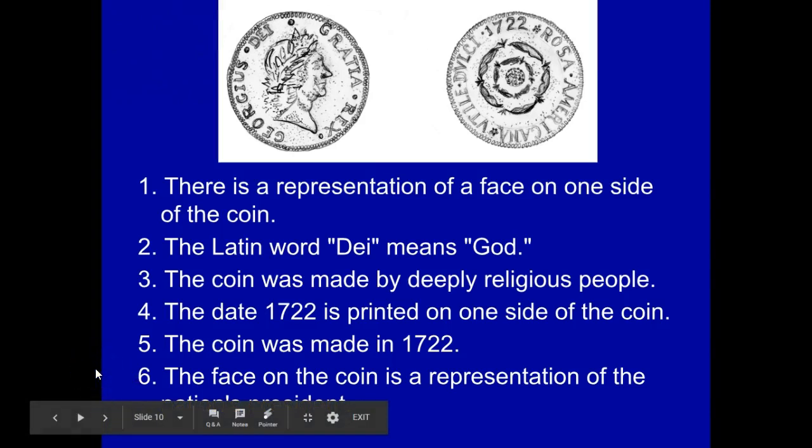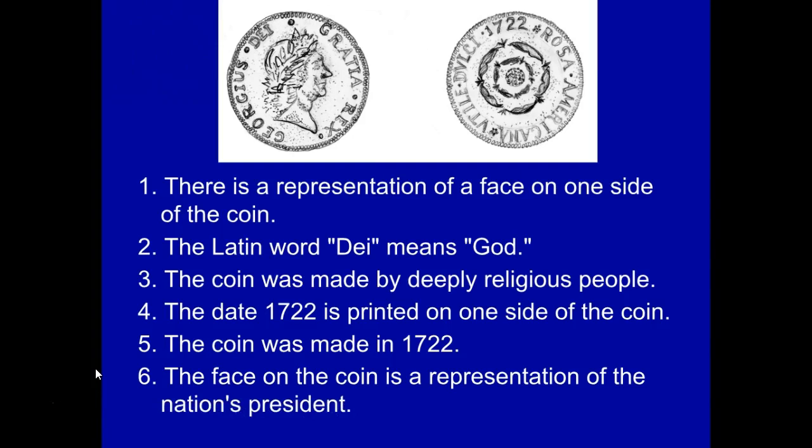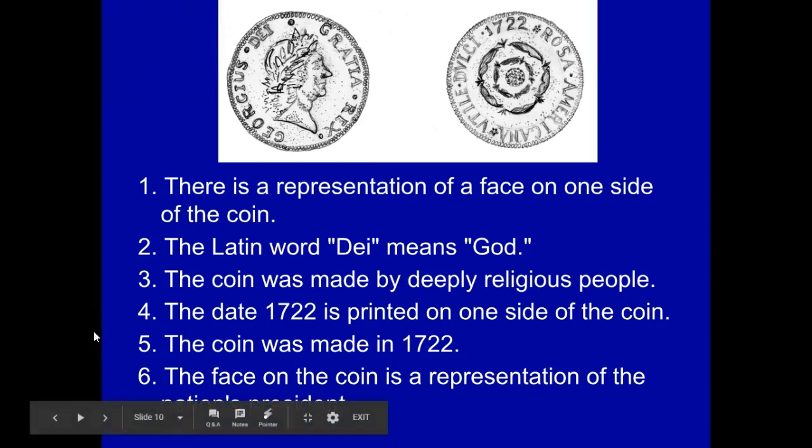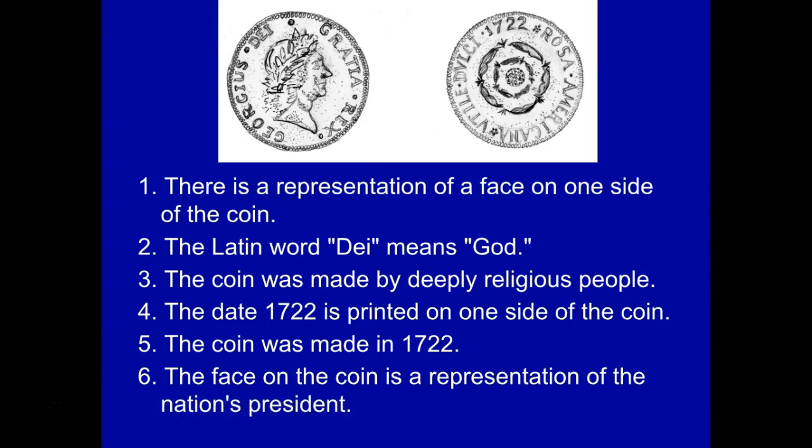Number 4, the date 1722 is printed on one side of the coin. Well, that is true, so it's an observation. Now, does that mean that the coin was made in 1722? Not sure. That could have been like the year of independence. And so that's an inference. And then number 6, the face on the coin is a representation of the nation's president. We don't know who the face is of. So that means it's an inference.